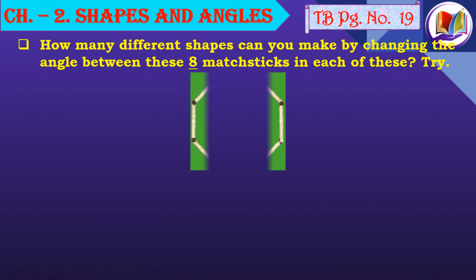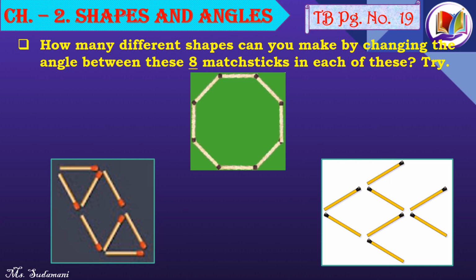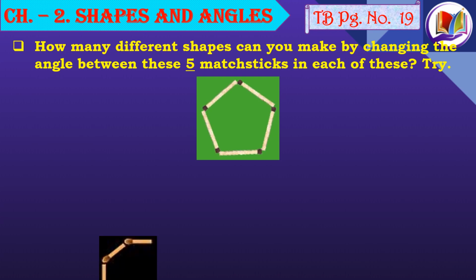So let's check out the next one. The figure is formed by using 8 matchsticks. Wow! The first figure in green has all the angles as obtuse angles, that is more than 90 degrees. Whereas the figure given below has either acute angle or obtuse angle. Isn't it interesting? And here we are using 5 matchsticks. So let's see what are the different shapes and angles we get using 5 matchsticks.